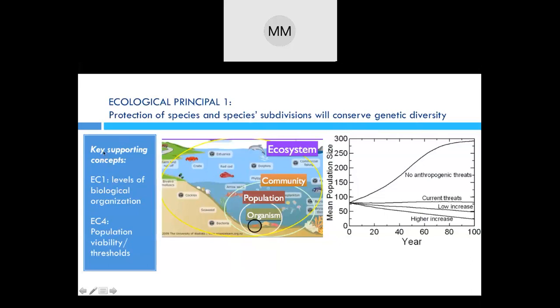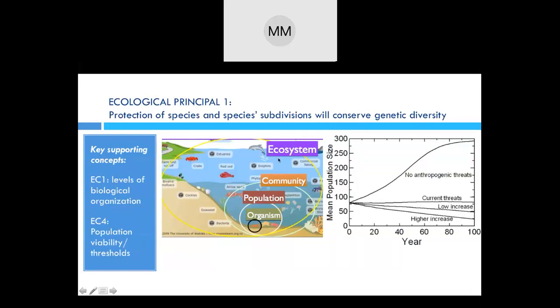EP1 looks into ecological concept 1, which is levels of biological organization, and EC4, population viability, the one that looks at the example of whales that were going into particular threats, and then having a prediction model to show that if anthropogenic activities increase, how will it look in a projection of 100 years to come, and what it is if it's higher, and what it is if there are no anthropogenic threats at all.